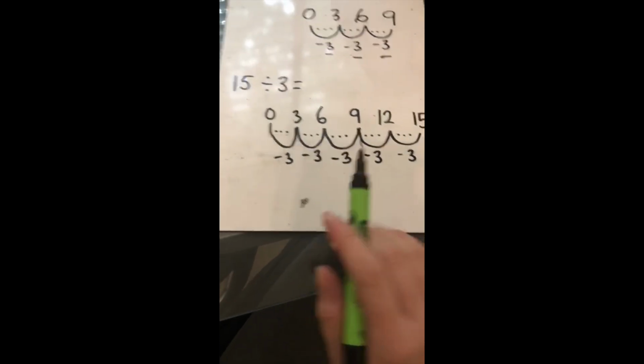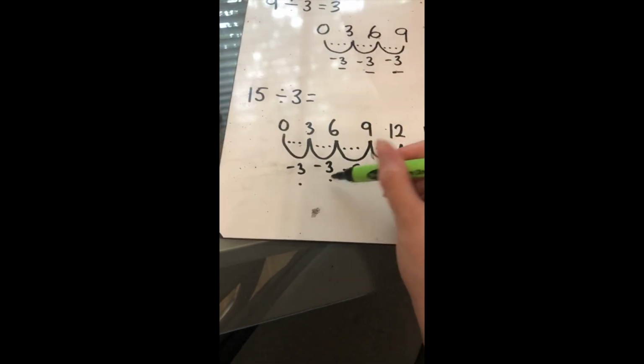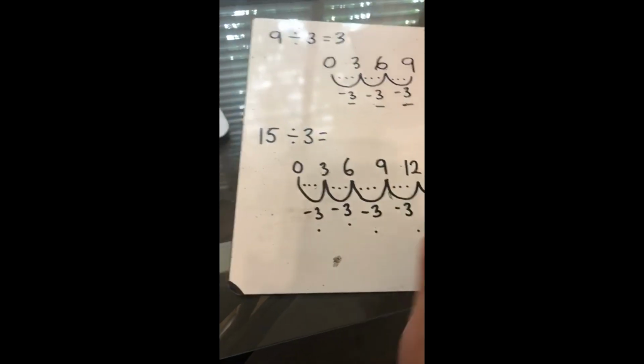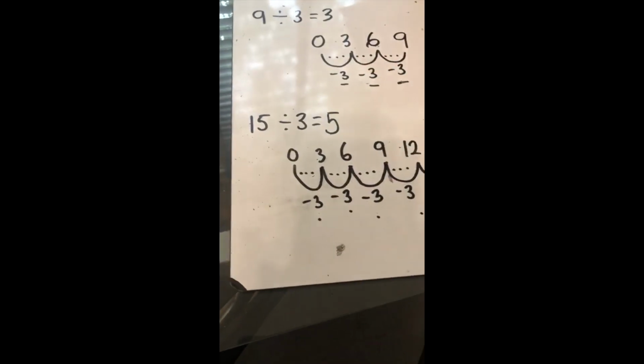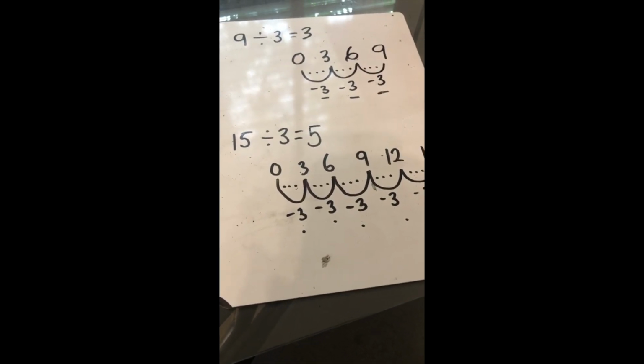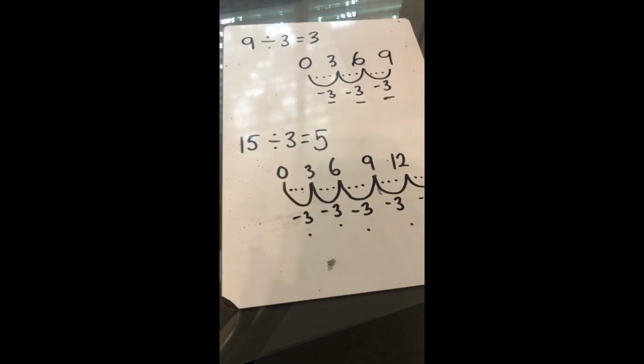How many times did I do it? 1, 2, 3, 4, 5. So my answer, my quotient, is 5. This works for dividing your 3s, 4s and 8s, which is what we learn in year 3.